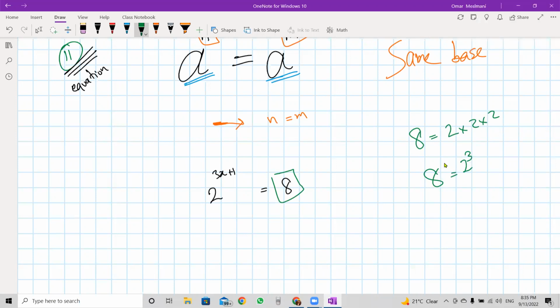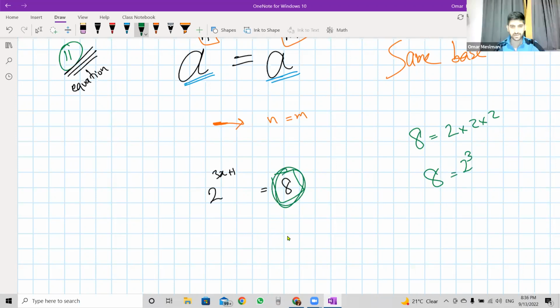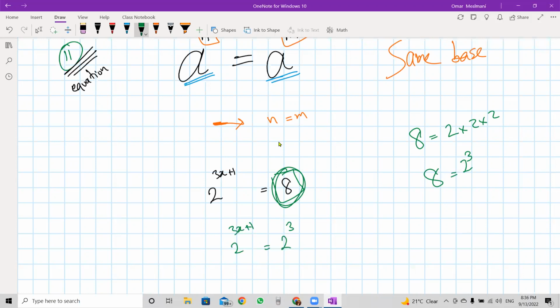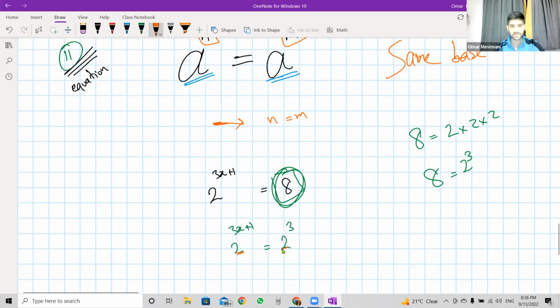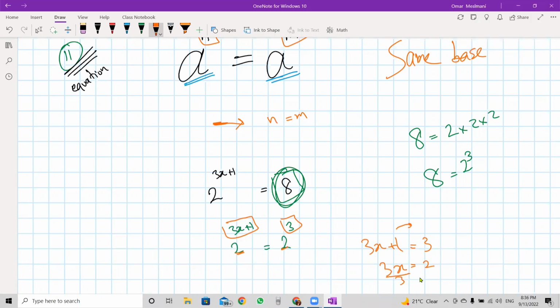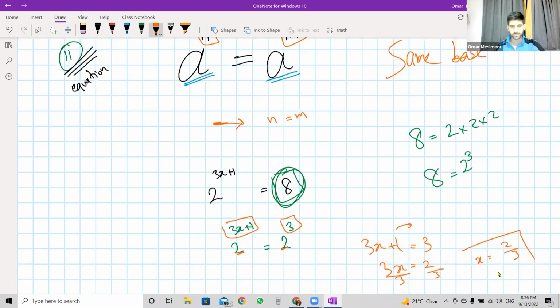Yes or not? So he's going to delete the 8 and write it as 2 to the power 3. Do you know why he did that? So he can combine them. Now he can see that the base here is 2 and the base there is 2, so it means that the powers are exactly the same. So I would say 3x plus 1 has to equal 3. That's just grade 5. 3 minus 1 is 2. We remove the base, bye-bye. So x equals 2 over 3. Any problem? No.